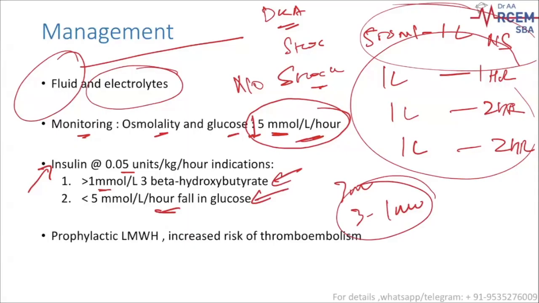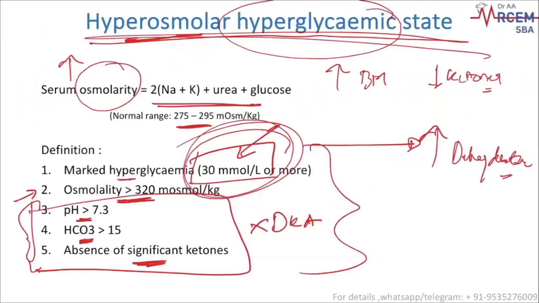These patients are severely dehydrated, so the risk of having a thromboembolism is very high. So you need to give them prophylactic low molecular weight heparin. This primarily happens in type 2 diabetes, unlikely to happen in type 1 diabetes. Very commonly seen in type 2, unlikely in type 1. That's why I keep saying adult, and compare with an adult DKA.